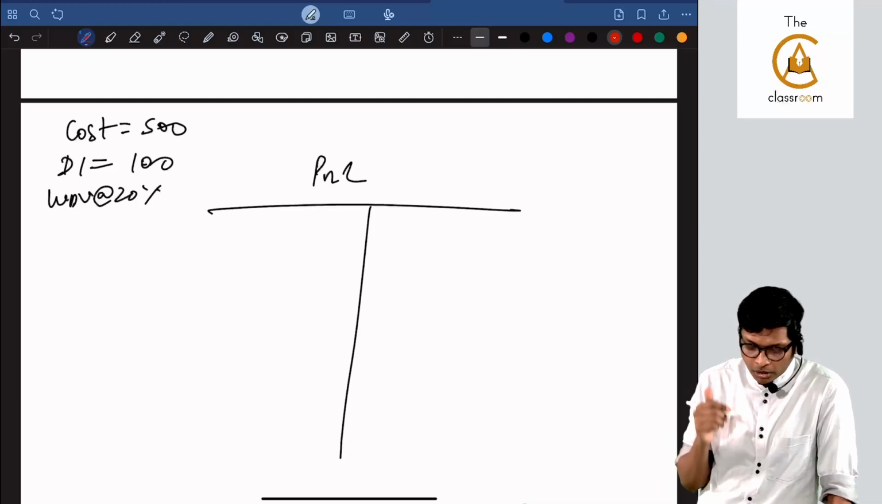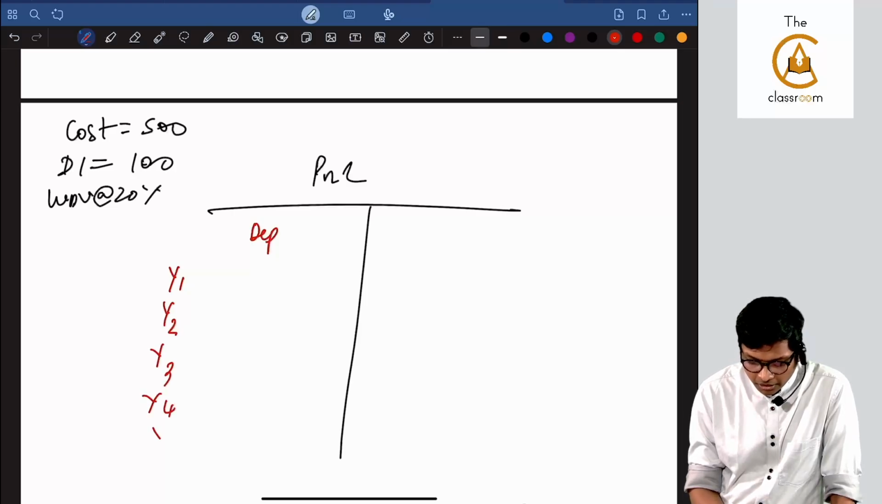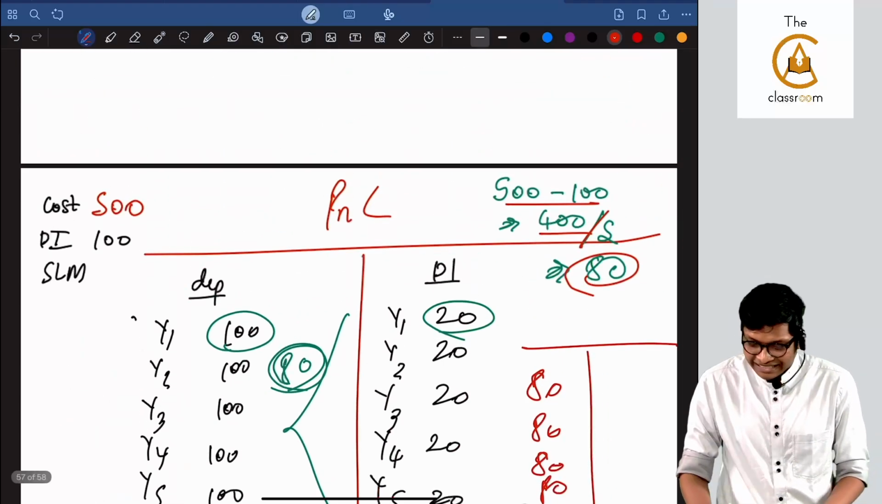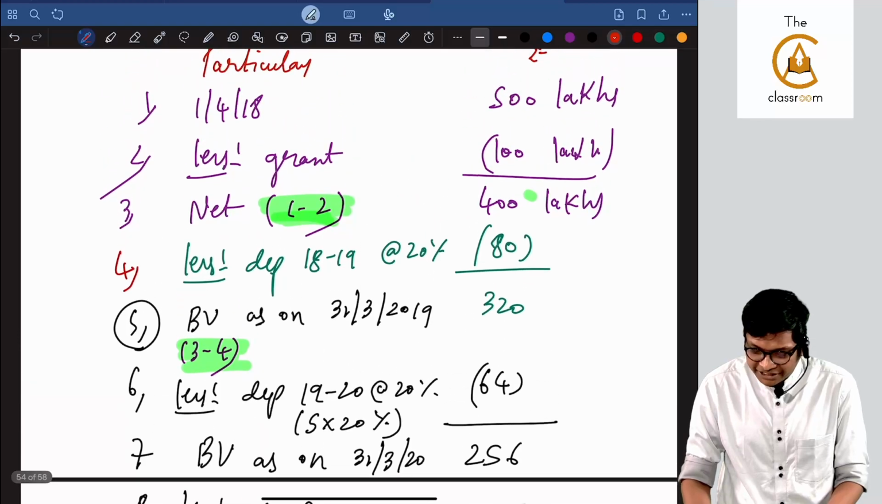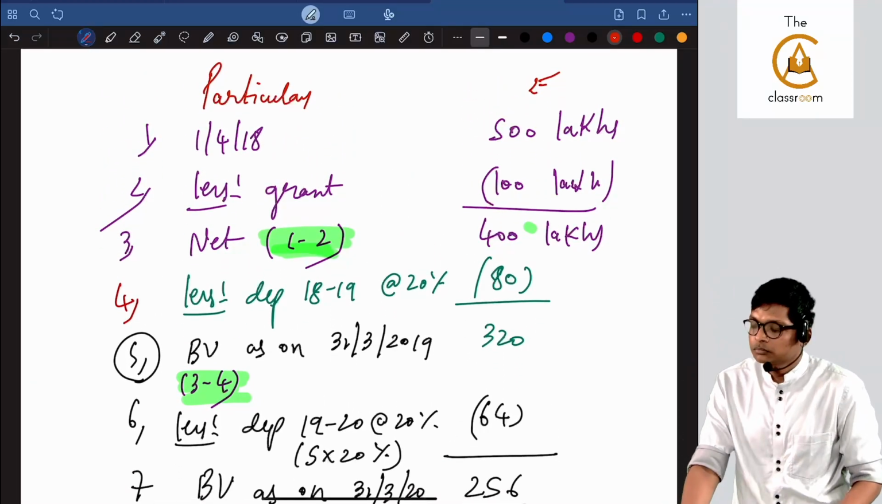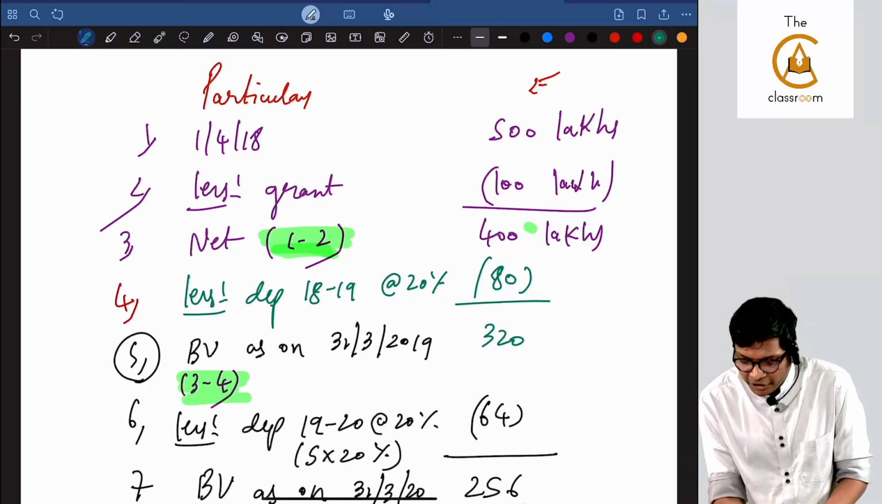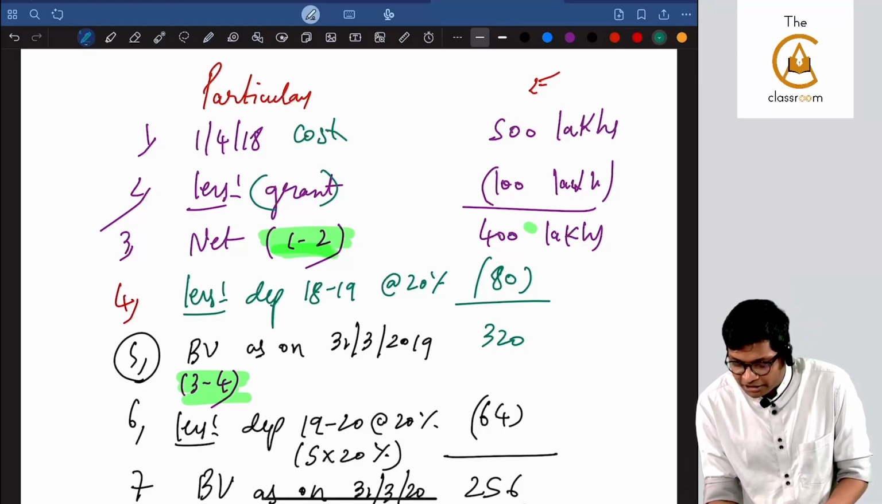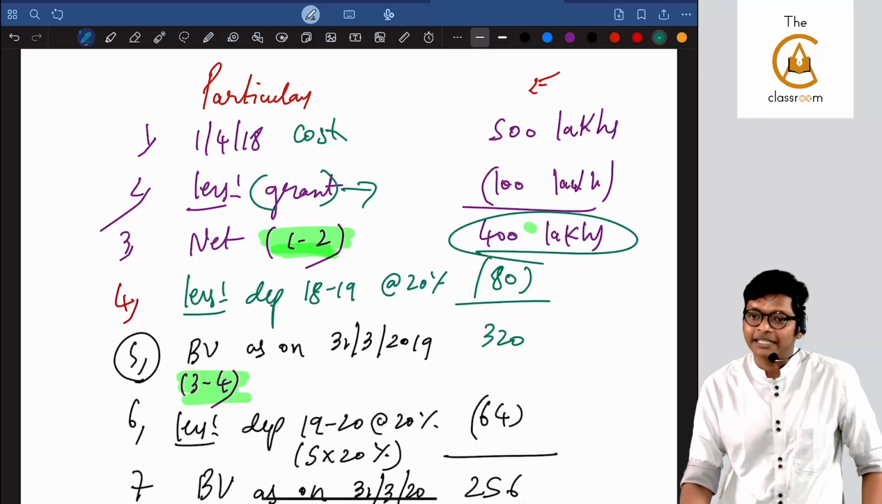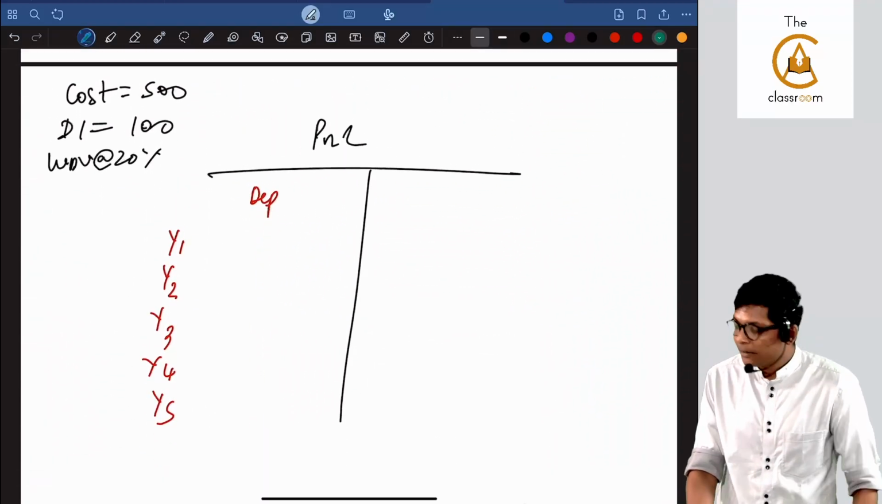Now over here I want to know what is the depreciation for year 1, year 2, year 3, year 4 and year 5. Can I say the depreciation is what I computed in the table above, guys? No. Because the table above is the depreciation when you reduce the grant from cost. If you reduce the grant only, you are getting this, correct? So since I am not reducing from cost, what will be my depreciation here?